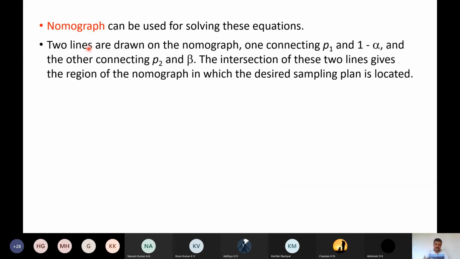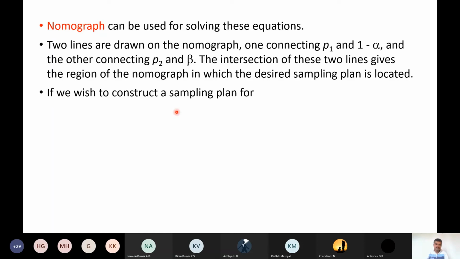In the next slide you will see a nomogram. In that nomogram there are two vertical lines, and between the two lines there are values. We are going to connect points on these two vertical lines. Two lines are drawn on the nomograph: one connecting values of P1 and 1 minus alpha, and the other connecting values of P2 and beta. The intersection of these two lines gives the region of the nomograph in which the desired sampling plan is located.